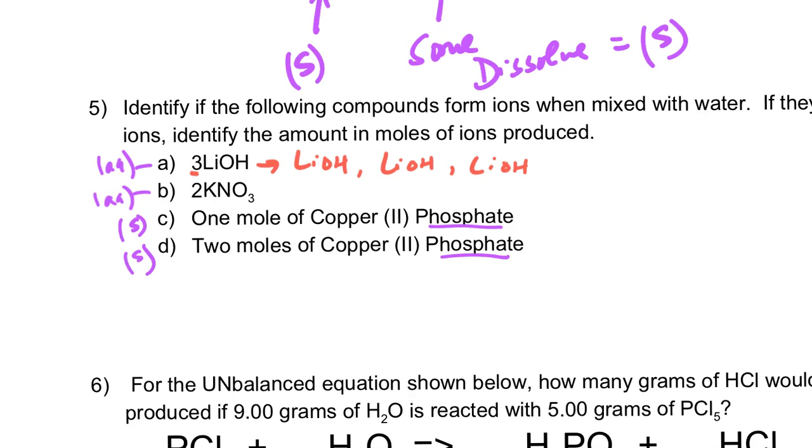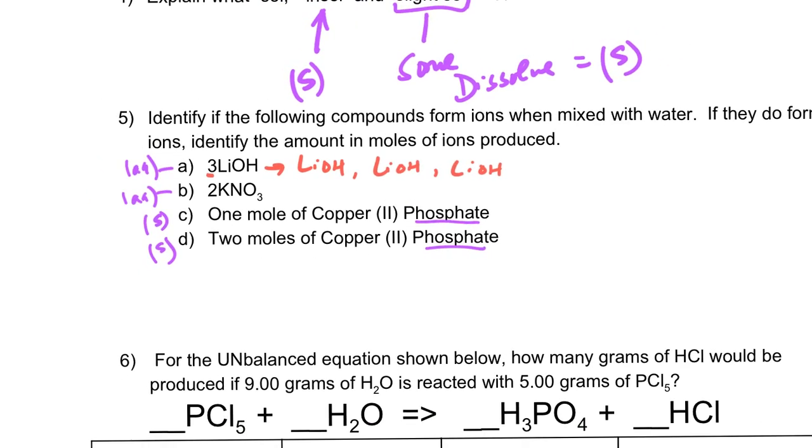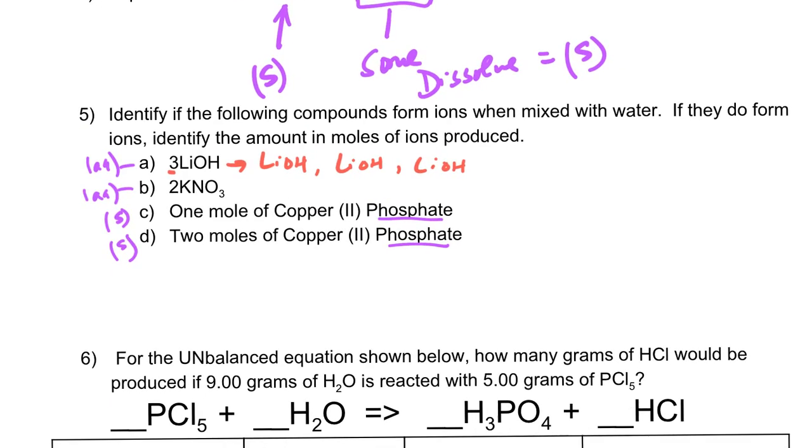Now, that's just part of the solution, or part of the problem answer. What you need to make sure that you understand, because the question is asking how many moles are going to be produced, is that you really got to pay attention to that coefficient. And so here, going back to 5A, lithium hydroxide, each of these is going to break up into a lithium ion and a hydroxide ion, times 3.